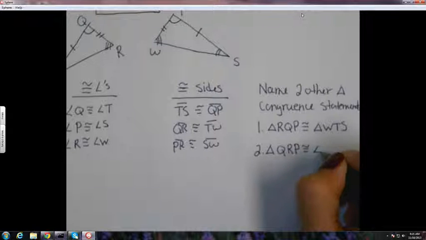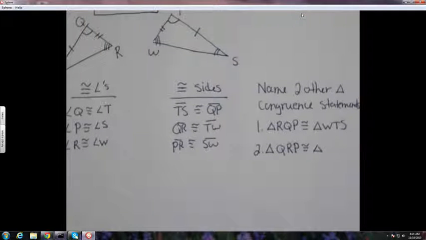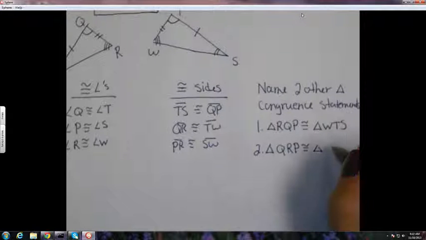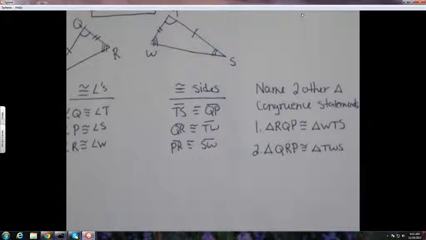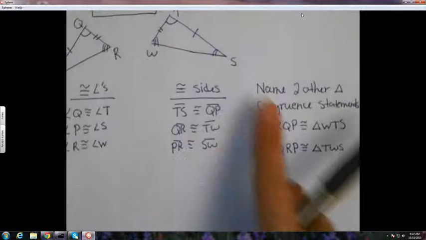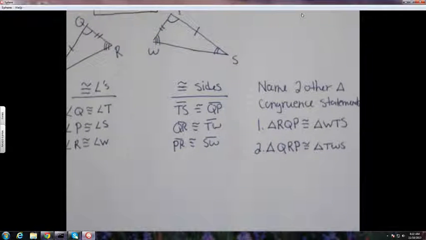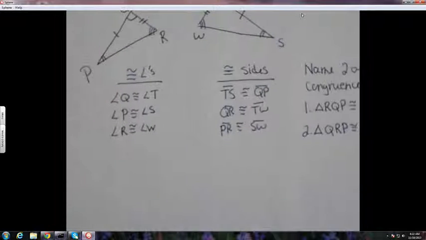Corresponds to triangle, match that order. TWS is correct. There are actually 6 different ways for one pair of congruent triangles to write this statement here. We're not going to do the other 3, but you just have to get things to match up. There's 3 more, but we're only going to do that. Okay.